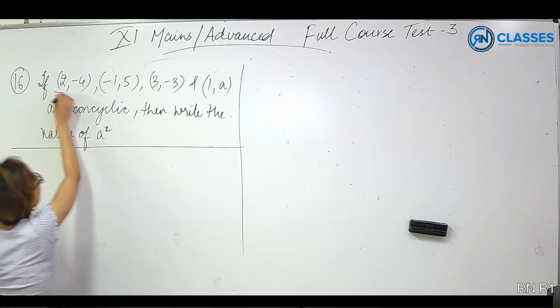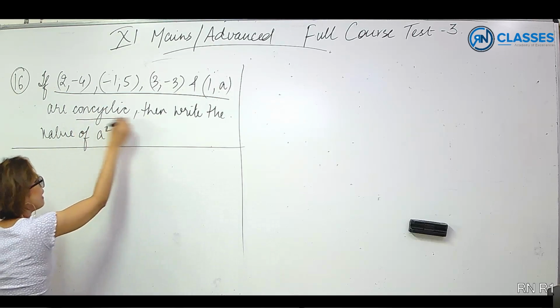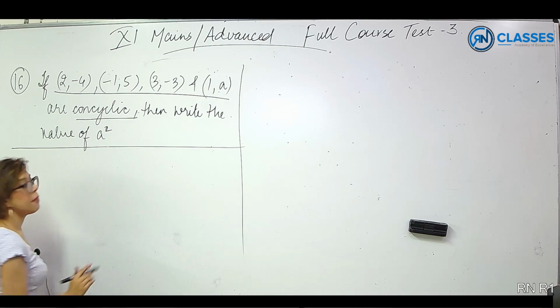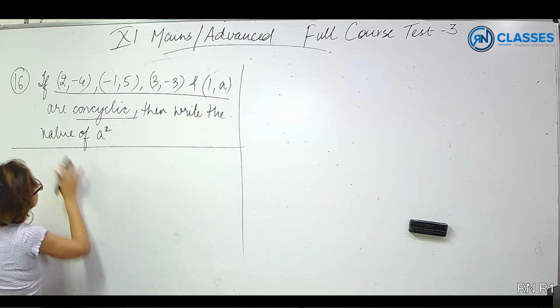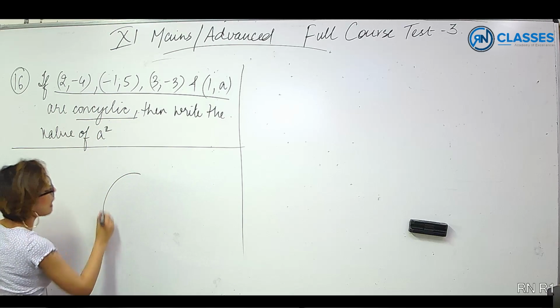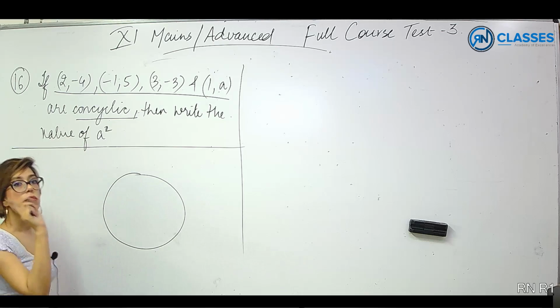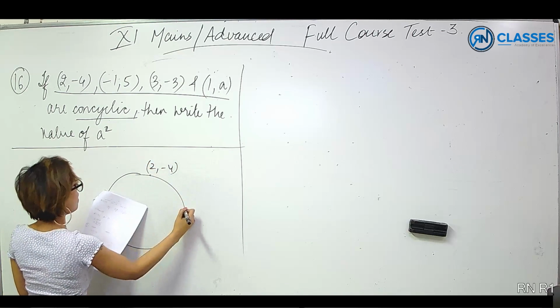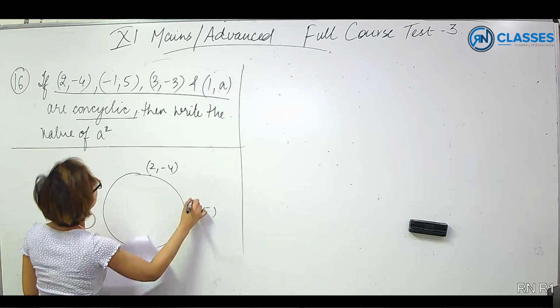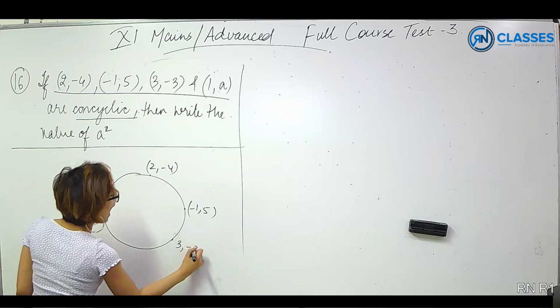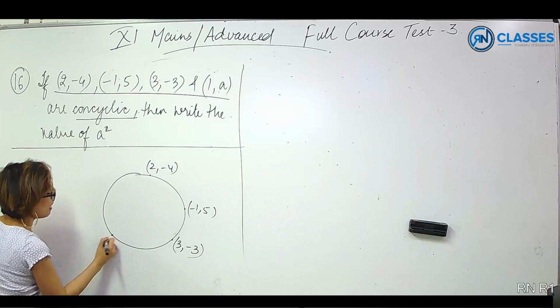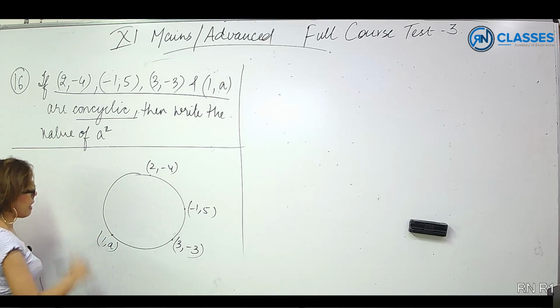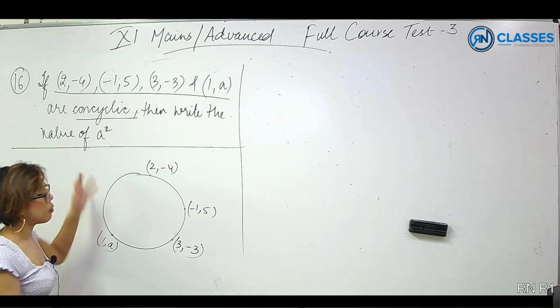Now he says if all of these 4 points are concyclic, then write the value of A. Right? A is coming over here. And he says all these 4 points are concyclic. That means they lie on a single circle. Right? So 2, minus 4 is here. Then we have minus 1, 5 is here. Then we have 3, 3. And the 4th point, that is 1, A. I need to find the value of A. Right? Or A square, whatever.